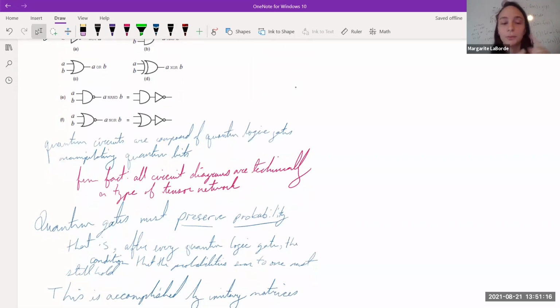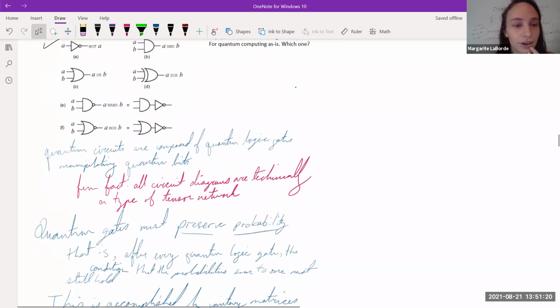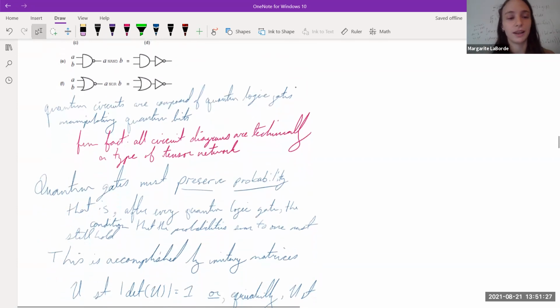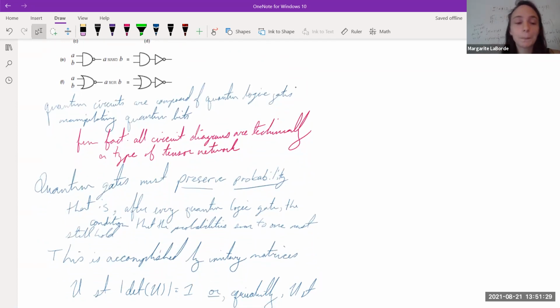We can manipulate one of these gates. I don't know actually if I need it here. No, it's not in here. There's another gate that we can manipulate and then use for quantum computing, but as is, we only use the NOT gate, which is the only single bit gate.